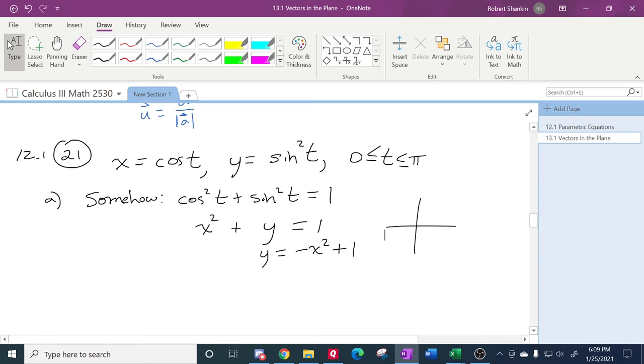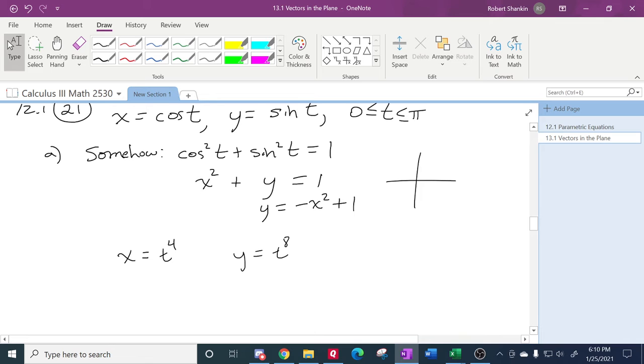These things can be really, like for instance, if I had x equals t to the 4th, y equals t to the 8th. I'm thinking, oh, 4th power, 8th power. But really, what is this? This is y equals x squared. That's all it is, because it's just a relationship between them. If you take whatever the x is and square it, power to power you multiply and you get that.